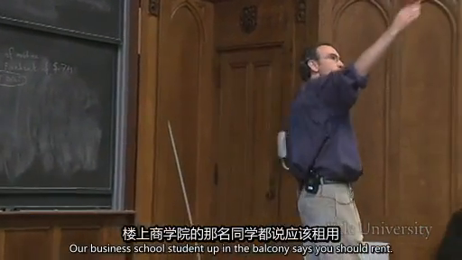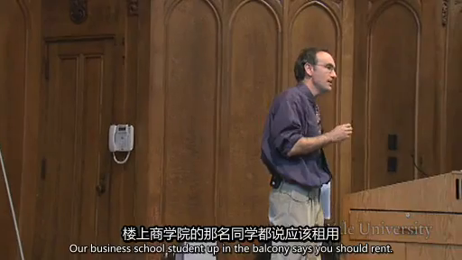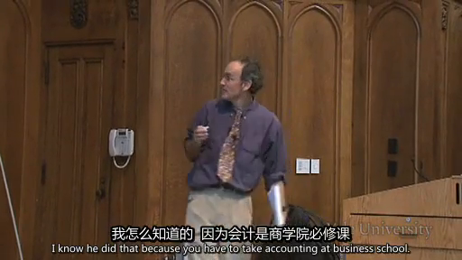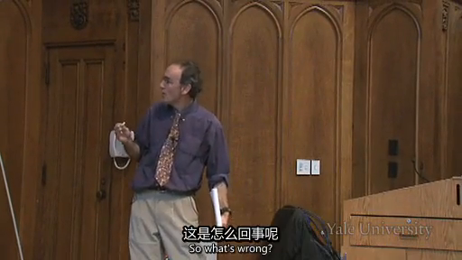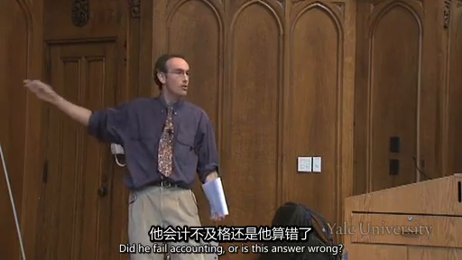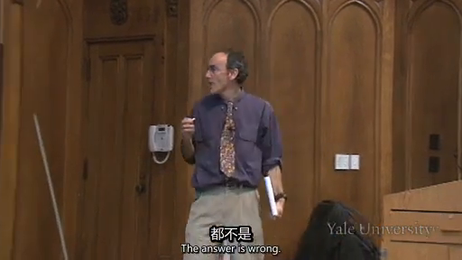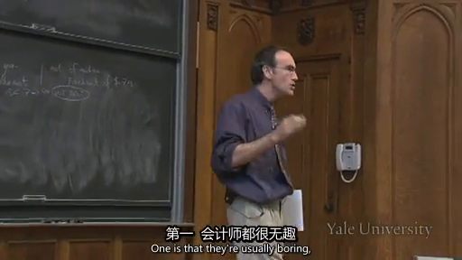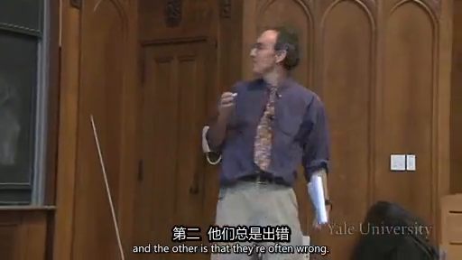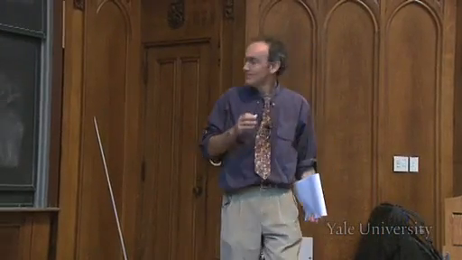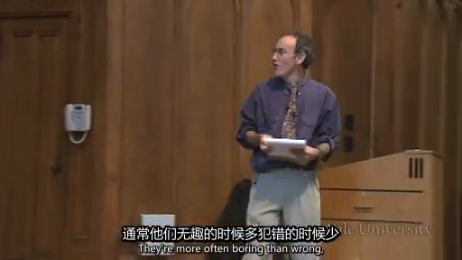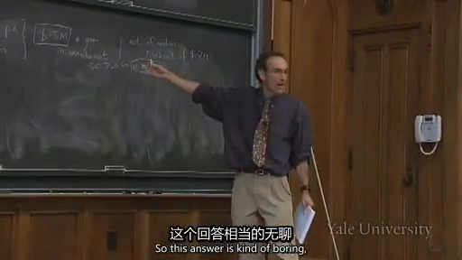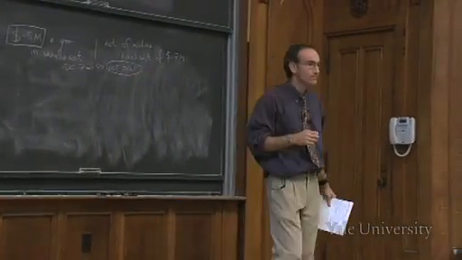Now, our business school student up in the balcony says you should rent. He took accounting. I know he did that because you have to take accounting at business school. So what's wrong? Did he fail accounting, or is this answer wrong? The answer's wrong. There's two things you need to know about accountants. One is that they're usually boring, and the other is that they're often wrong. They're more often boring than wrong, but they're almost always boring. So this answer is kind of boring, and it happens also to be wrong.